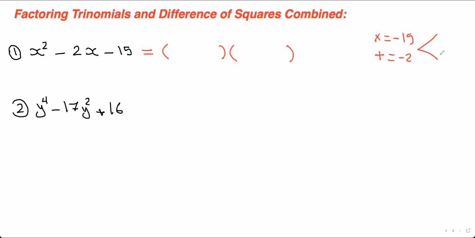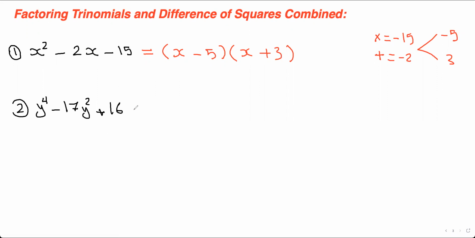The two numbers here are going to be negative 5 and 3, because 3 times negative 5 will give you negative 15, and negative 5 plus 3 will give you negative 2. So therefore, you have an x here, an x there, and it's going to be minus 5 plus 3, because negative 5 times 3 gives you negative 15, and negative 5 plus 3 will give you negative 2.